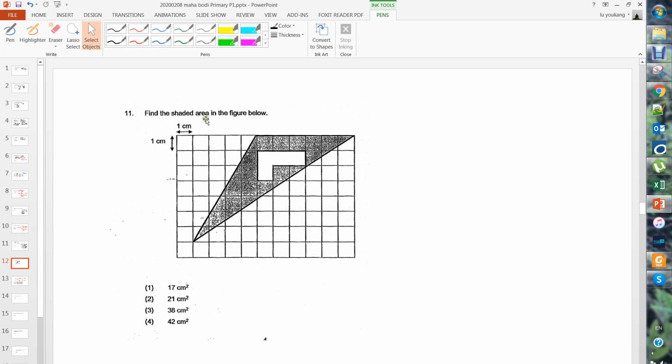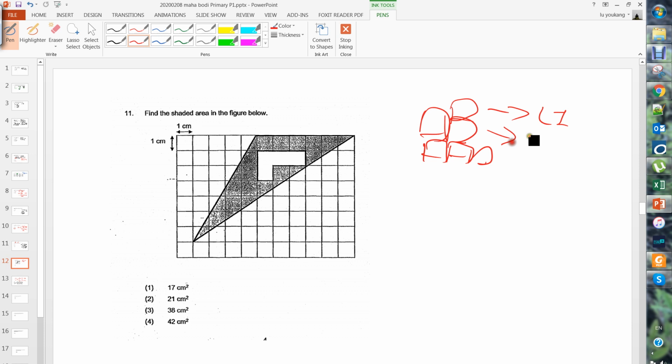Good. Find the shaded area in the figure. How do you find the shaded area? What's the strategy? Not layer by layer. This question is about that question. Layer by layer means this: layer 1, layer 2, layer 3. This is layer by layer.